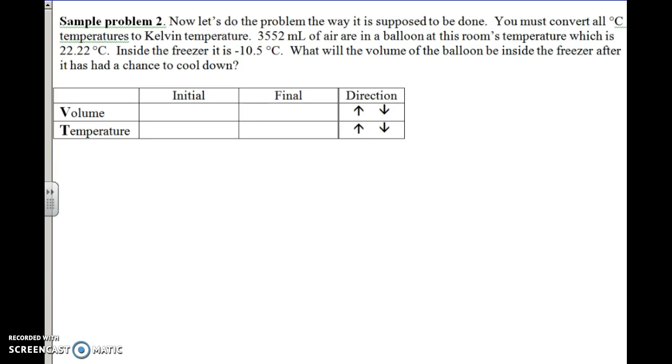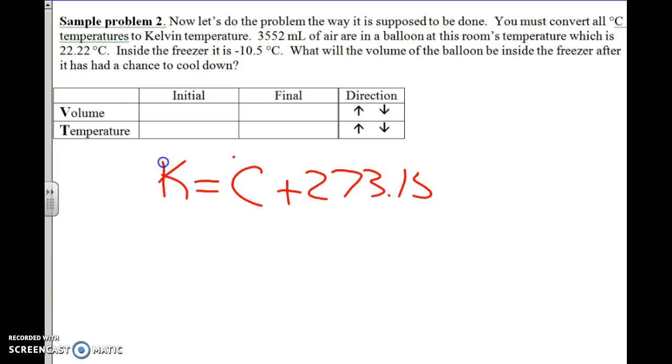The very first step on the instructions on the front page say convert all temperatures to Kelvin temperatures in the problem. And Kelvin temperatures, this is on your cover as well, Kelvin temperatures equal to Celsius temperature plus 273.15. So that's what we have to do.